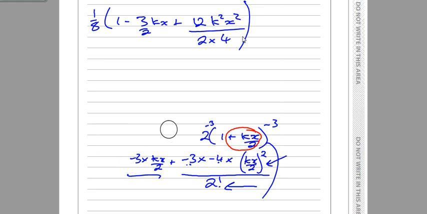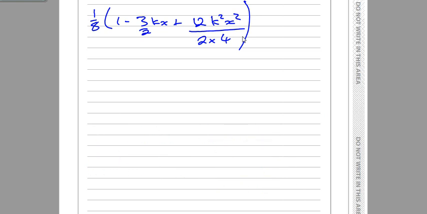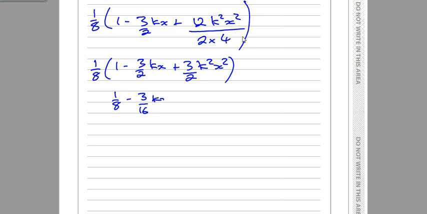And then we're going to simplify it a little more before multiplying by the 1/8. So that's 1/8 times (1 minus 3 over 2 kx. 2 times 4 is 8, so 12 over 8 simplifies down to 3 over 2. So plus 3 over 2 k squared x squared). Once we've done that, we multiply everything by 1/8. So that's 1/8 minus 3 over 16 kx plus 3 over 16 k squared x squared.